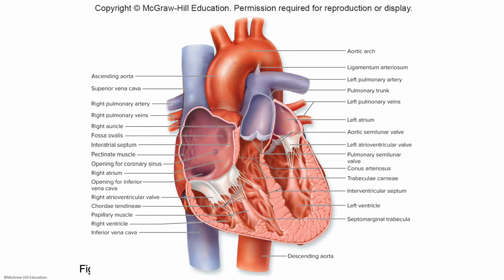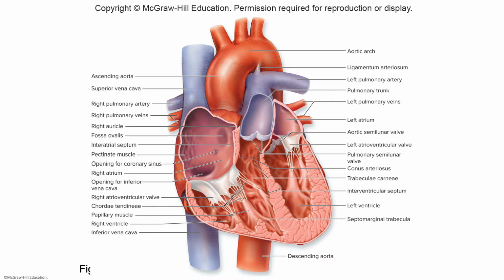You can also see pectinate muscles, which are tiny ridged muscles in the atria. So that is your atria. You can see the opening for your inferior vena cava and superior vena cava entering into the right atria. And then you see the cusp of this right atrioventricular valve. It's also called the tricuspid valve. So this is your right atrioventricular valve, the tricuspid valve.